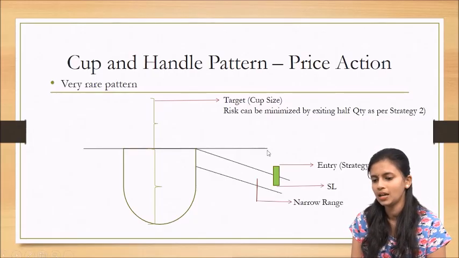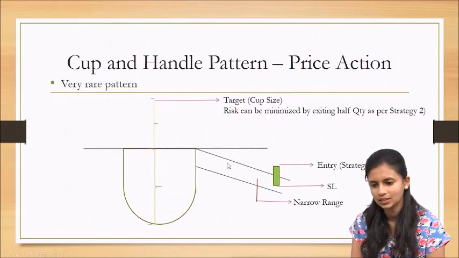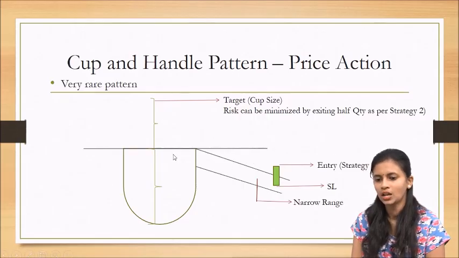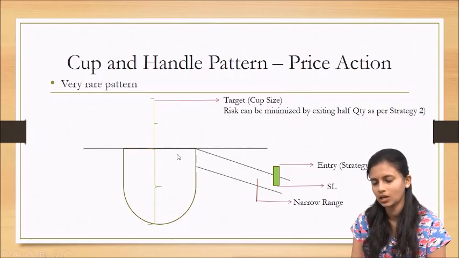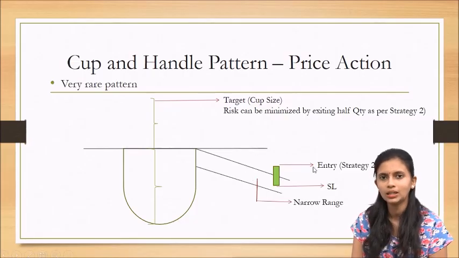Now when you apply strategy 2 over here, your risk can be minimized by exiting half quantity as per strategy 2. That is, here itself you can just check what is the previous swing high, and that you can set as target for half quantity, and for the rest half quantity you can keep this cup size. Okay, so that is up to you how you manage it. But if you want to minimize the risk, you can keep target here itself, that is the previous swing high. You have to see where it is and just keep the target. Again, make sure that RR is met.